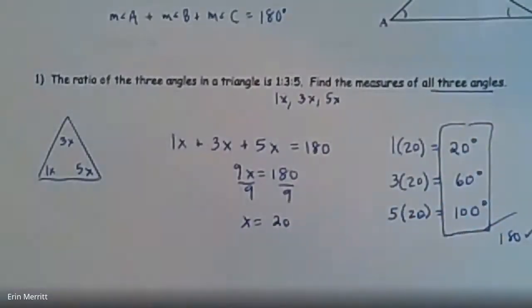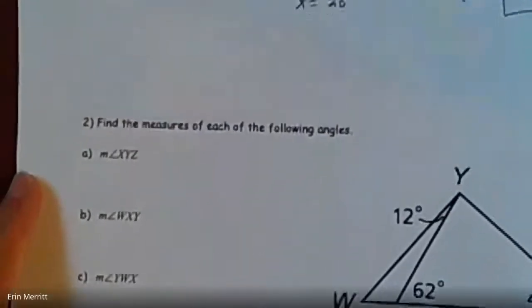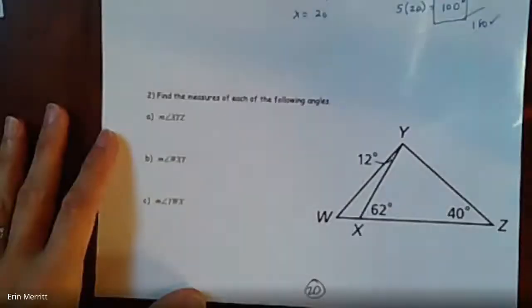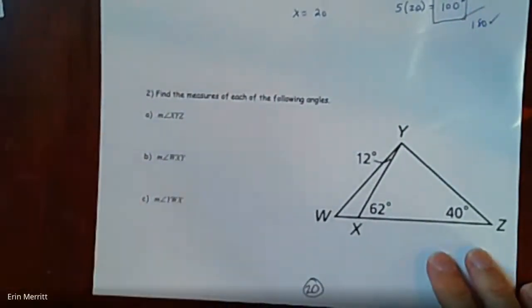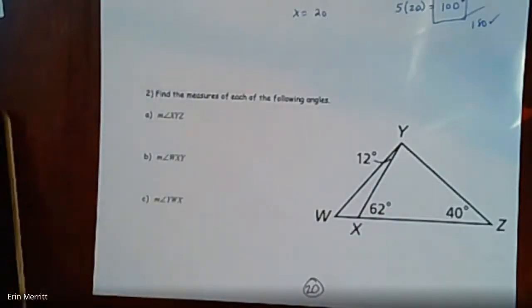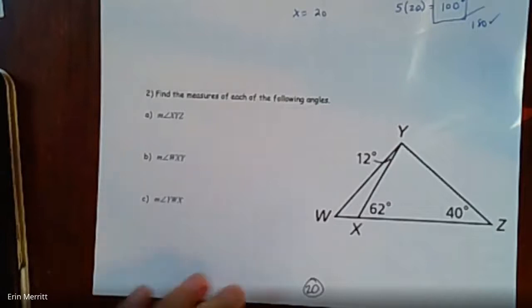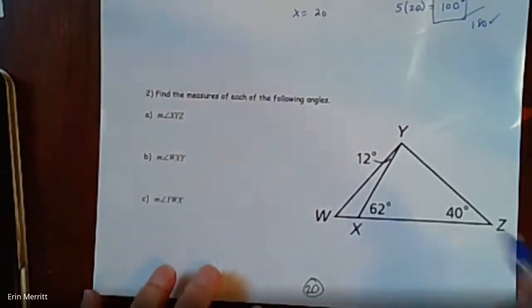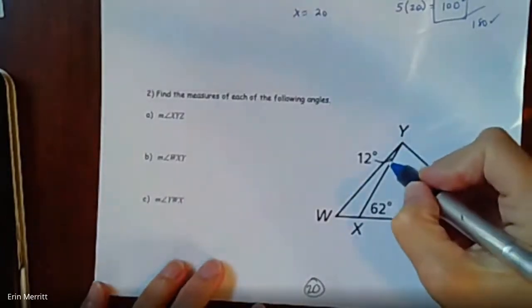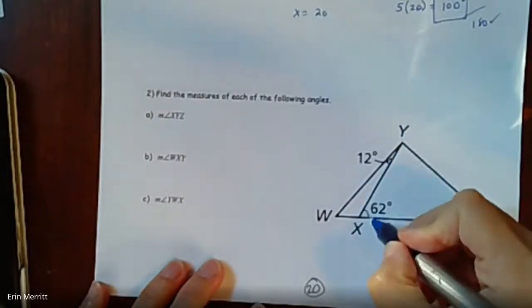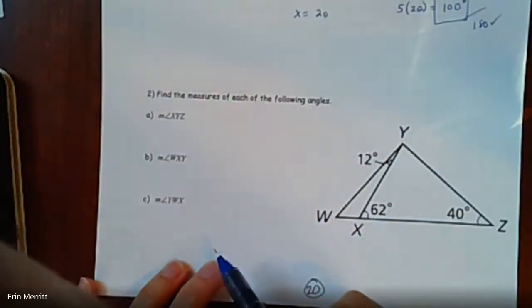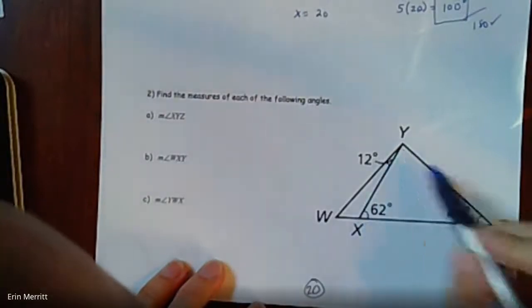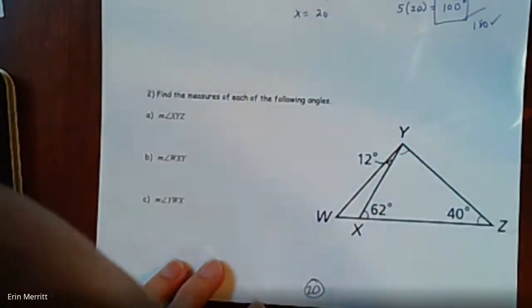You might be given ones where it's a little simpler. There's no x's in there. You're just using that general concept, right? So you want to look at where do you have triangles, where do you maybe have a linear pair, things like that. So for number 2, it says find the measure of each of the following angles. Keep in mind that 12 degrees is referencing this angle right here. 62 is this guy. 40 is that guy. All right, so angle XYZ, that's this angle right here.